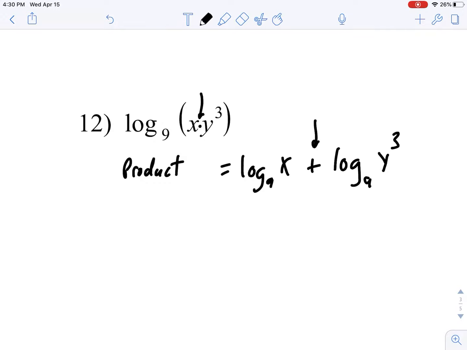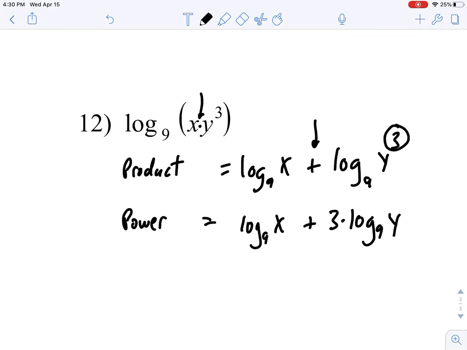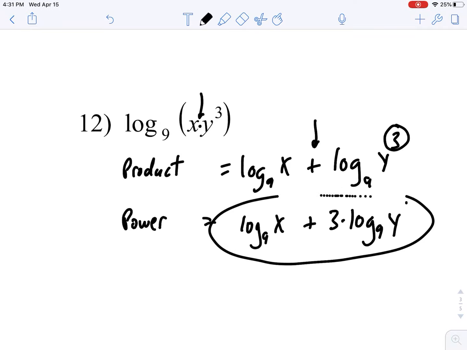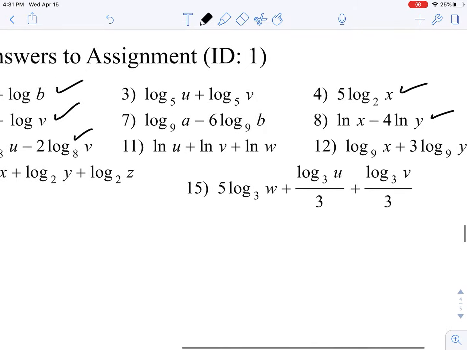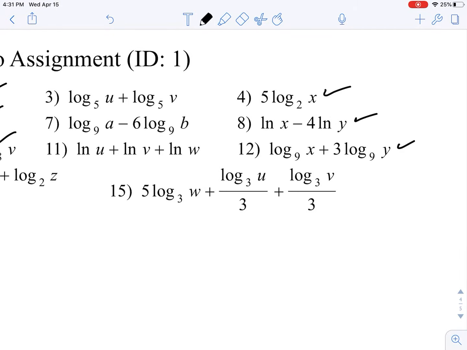Now I can use the power property, not on the first logarithm. The first logarithm doesn't have a power, so I can't really expand that at all. Log base 9 of y to the third, here I can take that 3 and make it a coefficient, or multiply it by the logarithm. And now this, wow, that was weird. This is fully expanded. Number 12, let's check. And there it is.